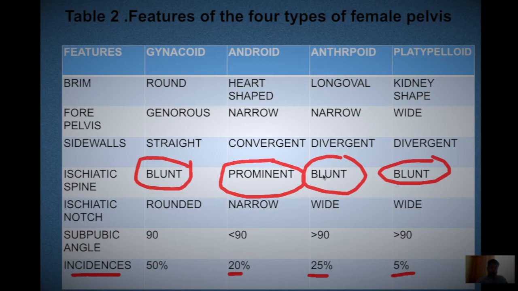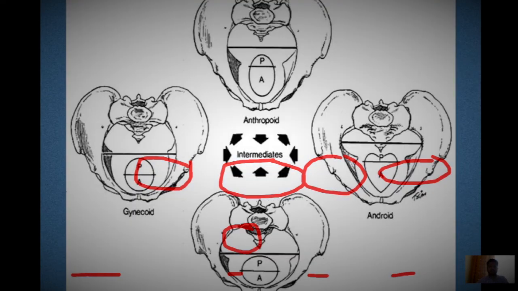Then we should know about the subpubic angles. In gynecoid pelvis, the subpubic angle is around 90. So, what is the subpubic angle? It is the lower angle of the pubic symphysis. So, 90 degrees in gynecoid pelvis, less than 90 degrees in android pelvis. This is a frequently asked MCQ in obstetric exams. In anthropoid pelvis, it is more than 90, and in platypelloid pelvis, it is more than 90. So, these are important factors.